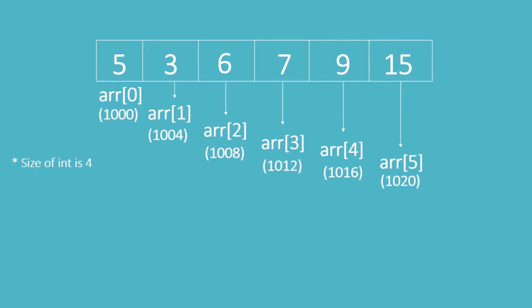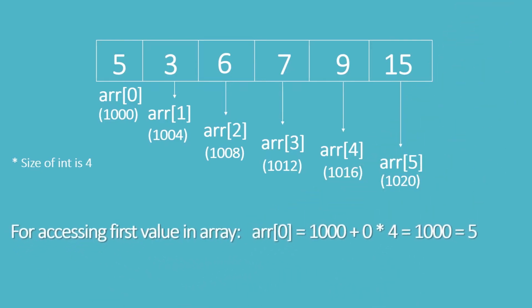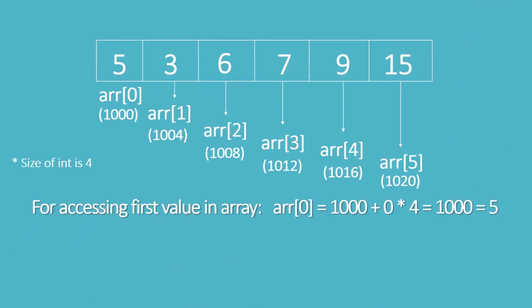If you are trying to access the first element in our array, this is how the compiler will execute. The initial 1000 is the base address of our array. So 1000 plus the index that we are going to access in our array, which is 0 for now. So 0 into our data type size, which is 4, multiplied by 4. So the value is 1000. The value that is stored in memory address 1000 is 5. So 5 will be returned from the compiler, and you will be getting the value 5.